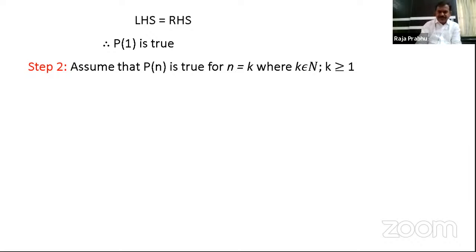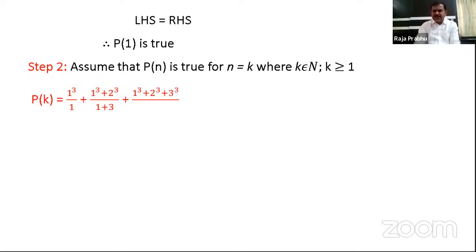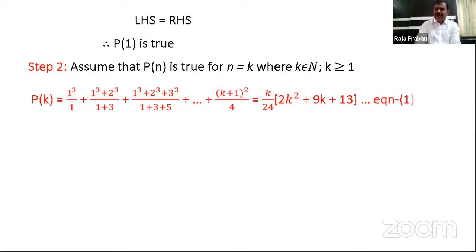Then I'm writing the statement for P of k. So P of k will be the same statement, 1 cube by 1, plus 1 cube plus 2 cube by 1 plus 3, plus 1 cube plus 2 cube plus 3 cube divided by 1 plus 3 plus 5, and so on up to the kth term. Now the nth term is n plus 1 whole square by 4, so the kth term will be k plus 1 whole square by 4. Automatically that will be equal to k by 24 into 2k square plus 9k plus 13. For our convenience, let us consider that as equation 1.